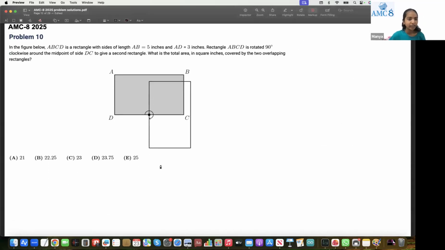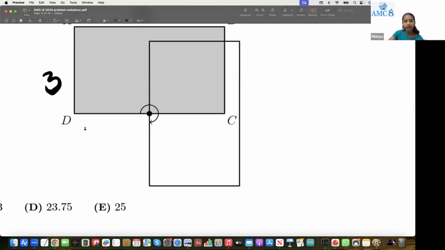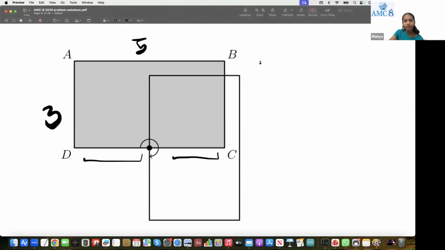Problem number 10. In the figure below, ABCD is a rectangle with sides of length AB equals 5 inches and AD is equal to 3 inches. Rectangle ABCD is rotated 90 degrees clockwise around the midpoint of side DC to give a second rectangle. By the midpoint, I mean that this half is equal and this half is also equal, meaning that if AB is equal to 5, then DC will also be equal to 5, meaning that both of these sides are equal to 2.5 and 2.5.